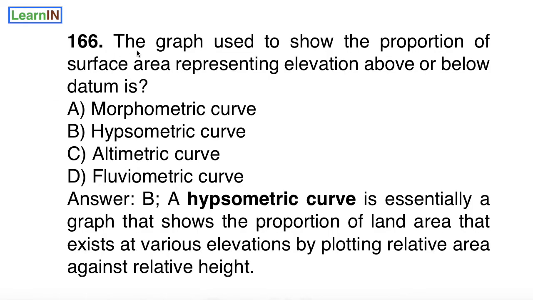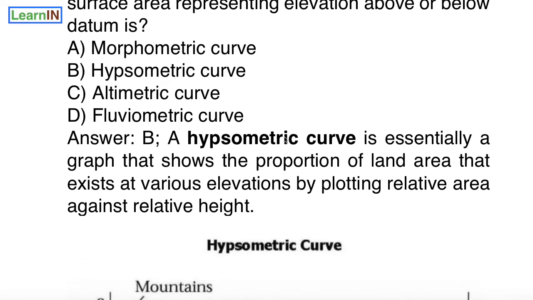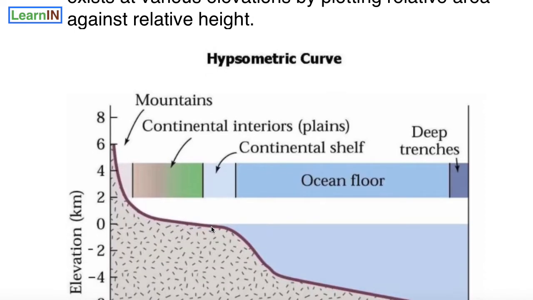Hi there, let's continue. The graph used to show the proportion of surface area representing elevation above or below datum, which is basically a reference point. So surface area and elevation, which graph will show? It is the hypsometric curve. A hypsometric curve is essentially a graph that shows the proportion of land areas that exist at various elevations by plotting relative area against relative height.